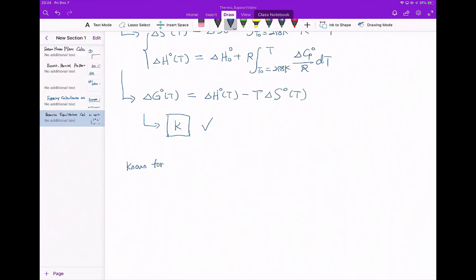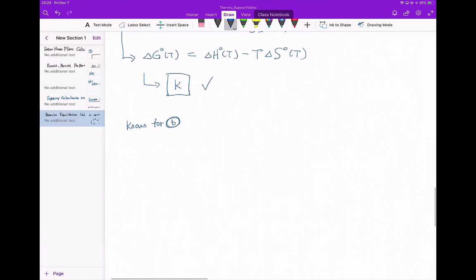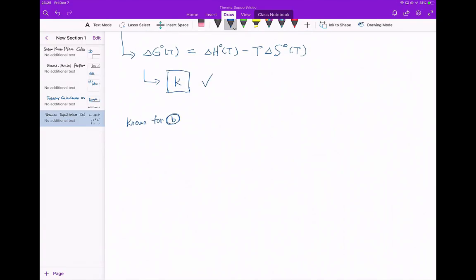For part B, we know the following. We know P, we know T, we know the reaction, and we also know K, because we just have this calculated. So those should be the known values for this part. So out of that, we can try to deal with this product: f_i hat over f_i standard to the power nu_i is K.